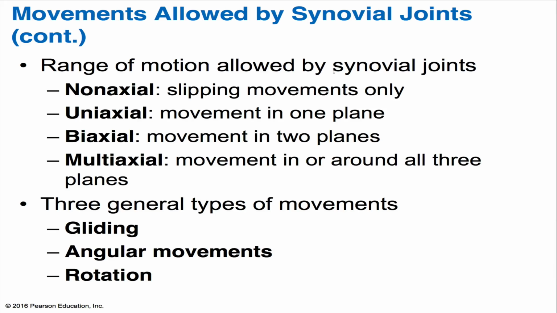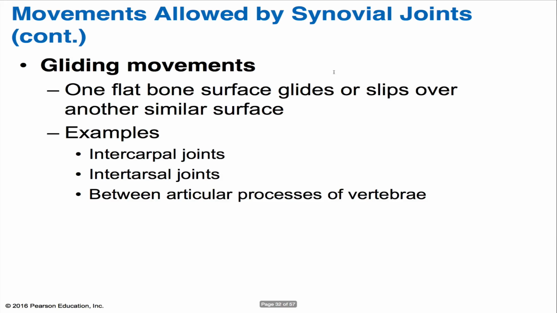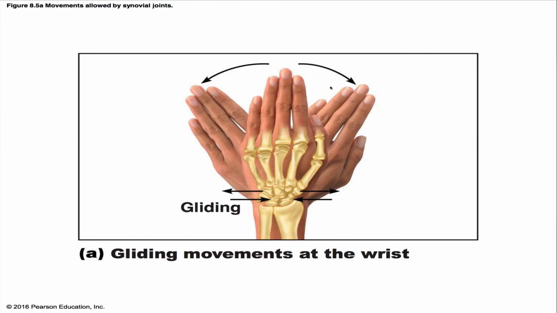The general types of movements that we have are gliding, angular movements, and rotation. Now, gliding movement is when we have one flat bone surface that glides or slips over another similar surface. So, for example, your intercarpal joints, intertarsal joints, and also the articular processes of the vertebrae are examples of gliding movement. Look over here as the palm moves from side to side. These carpal bones, they're gliding. So this is where you have this gliding movement.